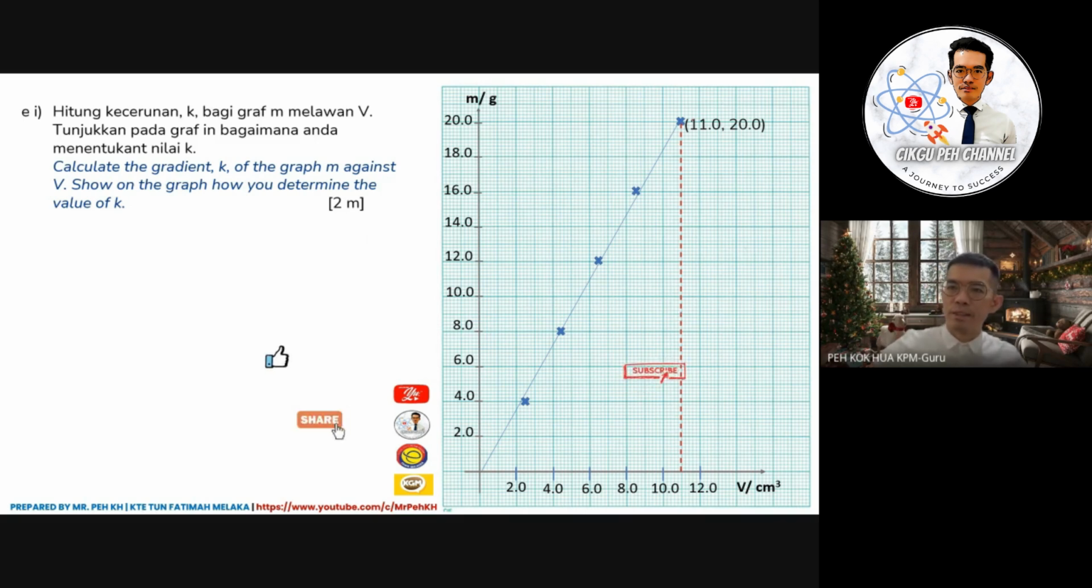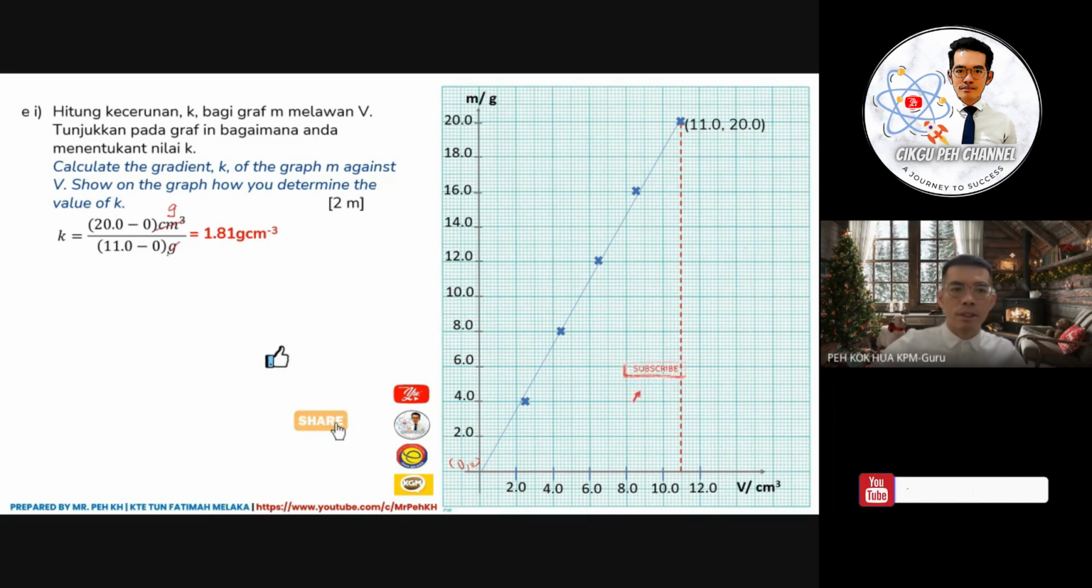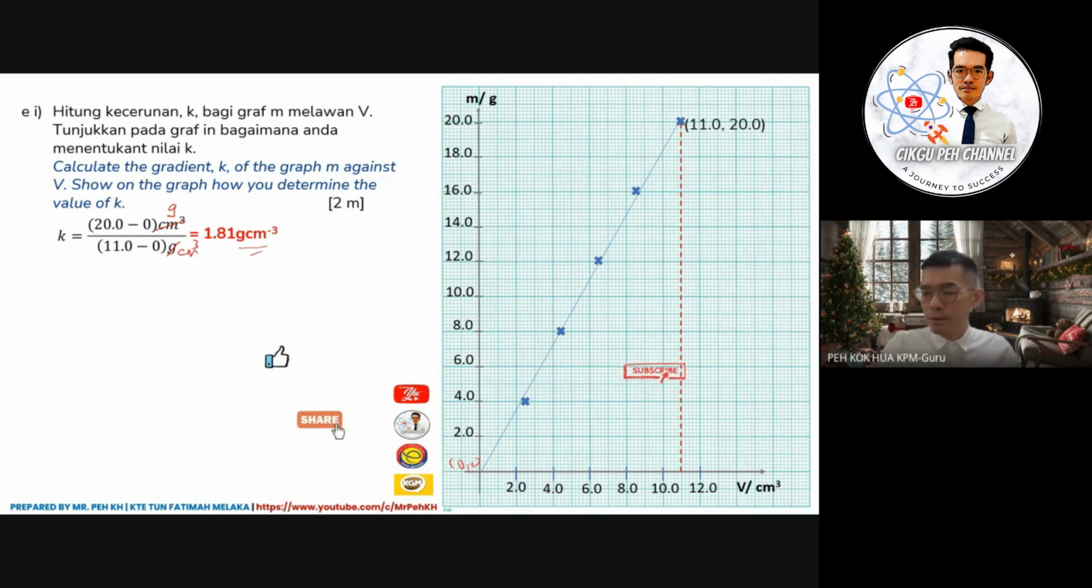Okay, so I select the first point 0, 0 and the last point here. So this will be the value y1 minus y2 over x1 minus x2. So it will be 20.0 divided by 11. So I will get 1.81 gram per cm cube. Okay, so you can just follow. Here should be gram, and here should be cm cube. So now you get the unit gram per cm cube.